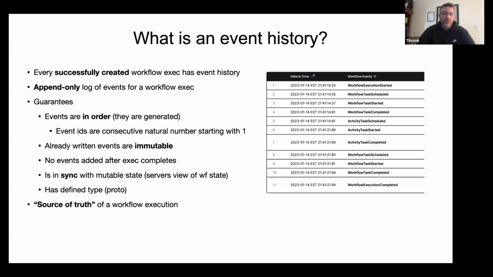This event history is in sync with something called mutable state, which you can think of as the server's view of the workflow state. It includes all the information from the event history, but also a lot of additional information for fast lookup and things like that. It's also cached on your history services. Every single event, its type and all of its attributes, as we'll go through, is fully defined via protobuf. We'll also share some links with you during the slides where you can see these definitions. So the event history in the end can be seen as the source of truth for your workflow execution.